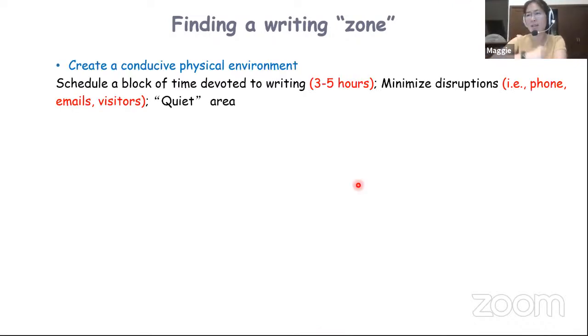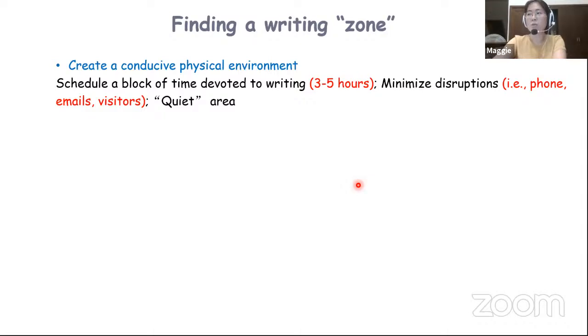First, create a conducive physical environment for writing. For example, you can schedule a block of time devoted to writing. Notice that at least 3 hours, usually 3 to 5 hours, is suitable for writing, because you need some time to start writing and get the right feeling and then keep going. So 3 to 5 hours are suitable for writing.